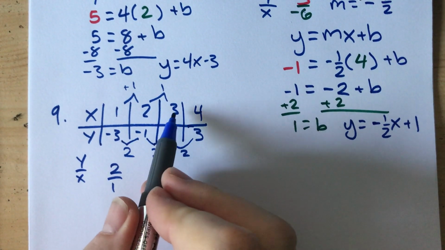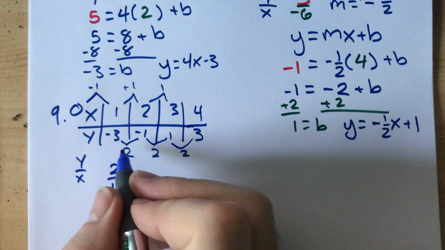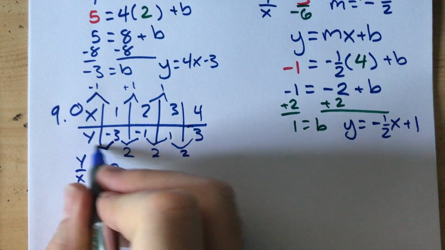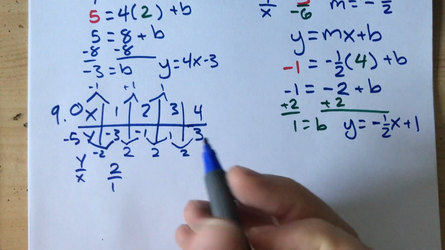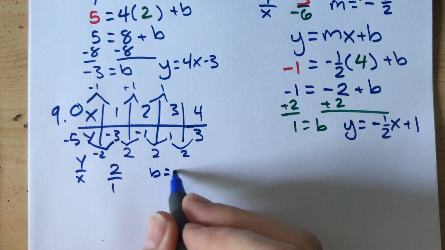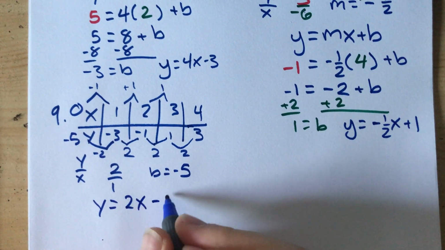And if you just look, it's 4, 3, 2, 1. Go back by 1, you're at 0. This one, you're going up by 2, so let's go back by 2. So negative 3 minus 2, negative 5 is my B. And I'll write the entire thing down as y equals 2x minus 5.